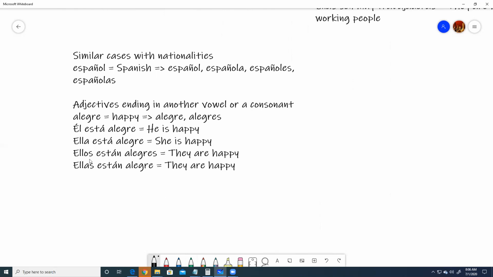And you have the plural, adding an S. Ellos están alegres, they are happy. Ellas están alegres. Sorry, there's an S missing here. Ellas están alegres, they are happy. Okay.